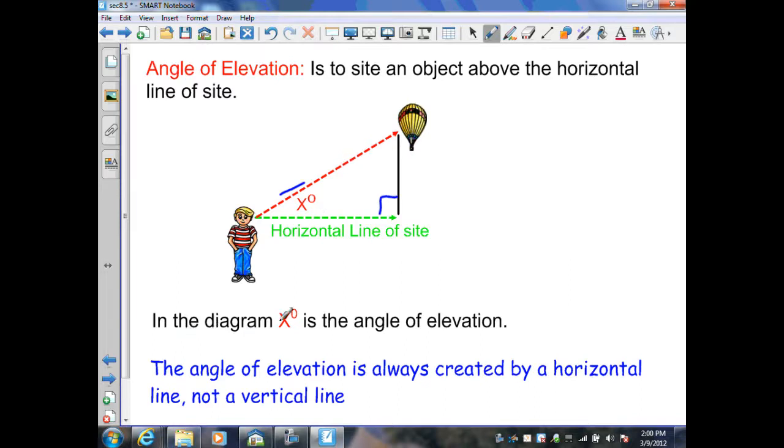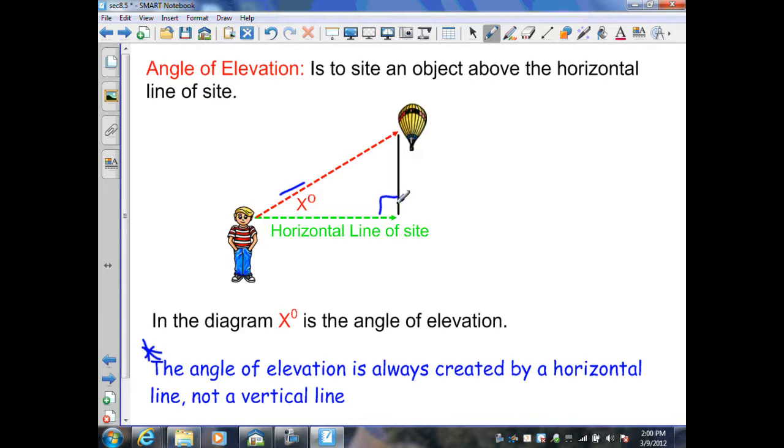In this diagram, the x degrees is the angle of elevation. The most important thing to remember is this. The angle of elevation is always created by a horizontal, not a vertical line. If I would take a look at this diagram, I have three angles. We know the right angle. The two acute angles are the ones we have questions about. One would have to be the angle of elevation, and it is defined as the one that is always next to the horizontal line of sight, not the vertical line.